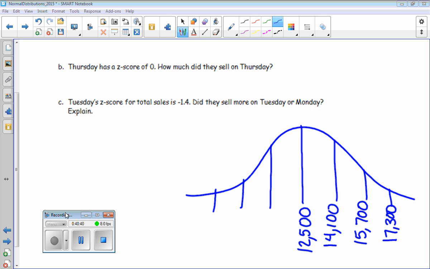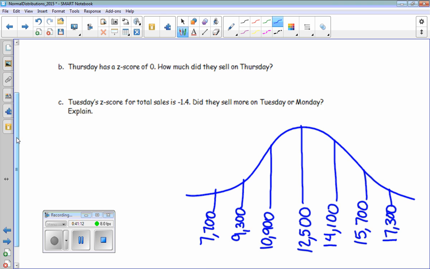Then I'm going to go in the other direction. I'm going to subtract from my middle. So 12,500 minus 1 standard deviation is 10,900. I'm going to subtract another one, and I get 9,300. And we'll subtract one more, and I get 7,700. Okay, so I've drawn my picture.